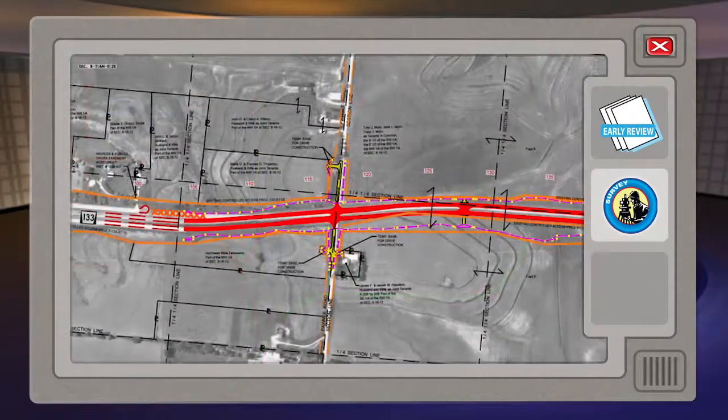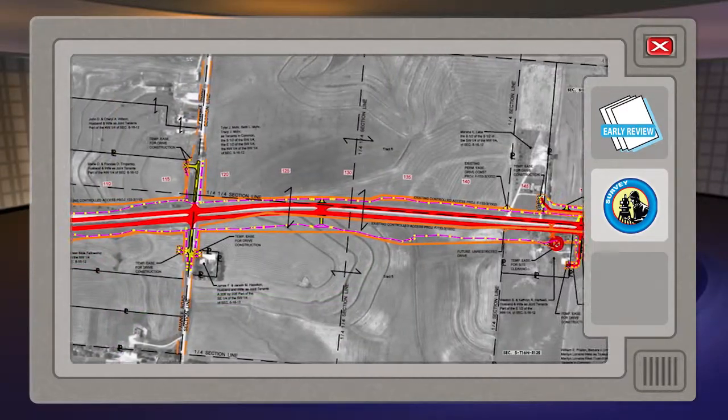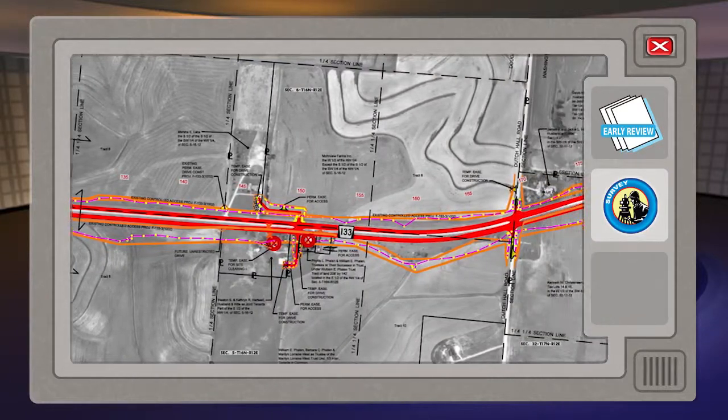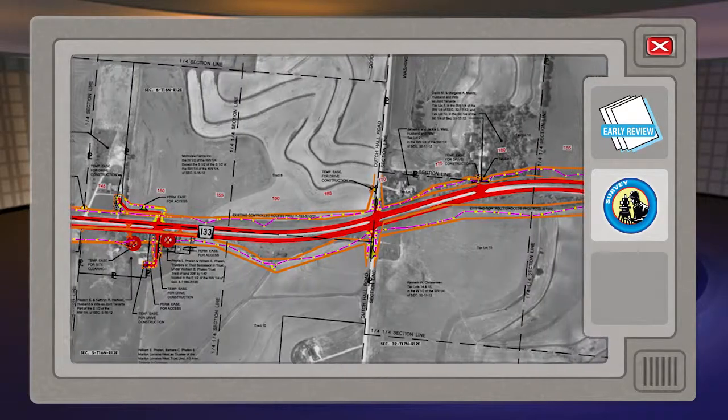The profile and alignment of a project is overlaid on a plotted map to determine how its footprint or build alternative will impact the proposed area.